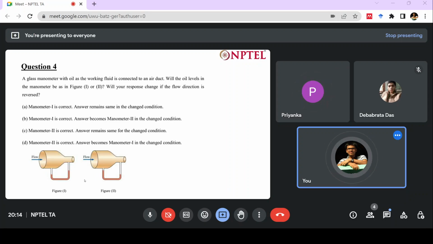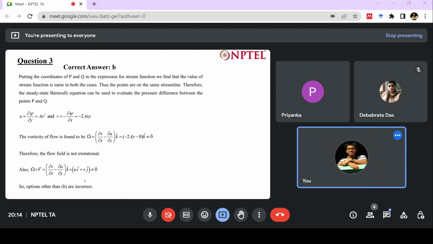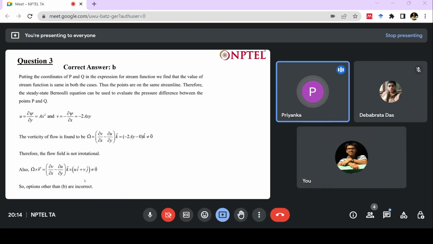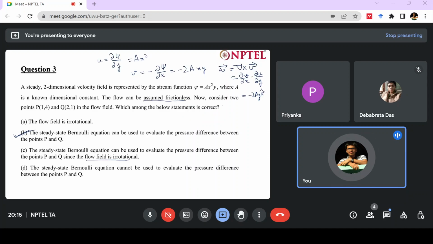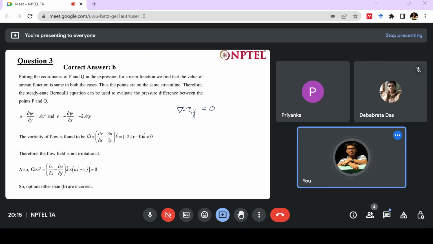Sir, in case it was not frictionless, then we cannot apply Bernoulli's equation, right? True. So then what you have to check is whether this is wrong, right? If it is not mentioned explicitly that the flow is frictionless, then we will have to check this.